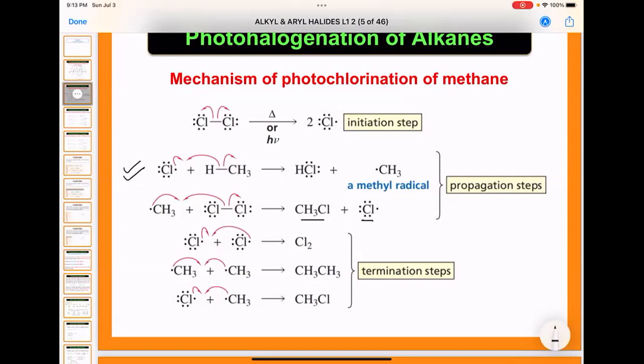Suppose, and how can we prove? What is the method to prove? The first method is, instead of methane, you can take CD4. Okay, what is CD4? A methane with deuterium isotope, which is heavy hydrogen. And it is stronger. It forms a stronger bond. So you will observe that the rate will be slowed down because that C-D bond is stronger.